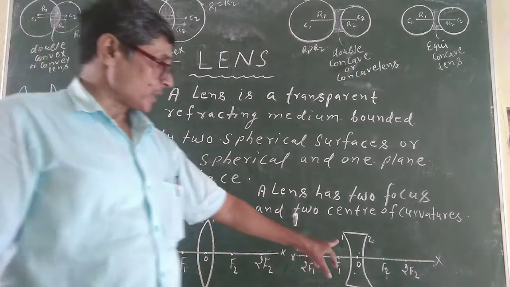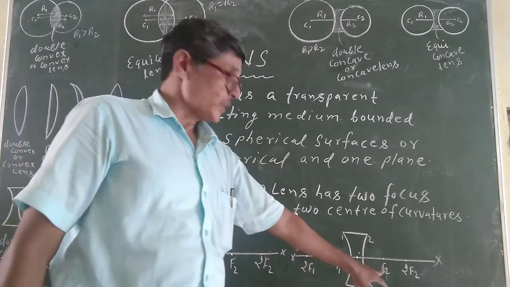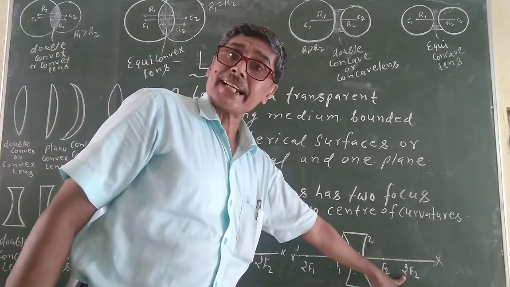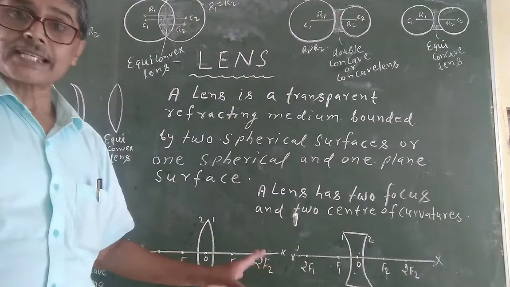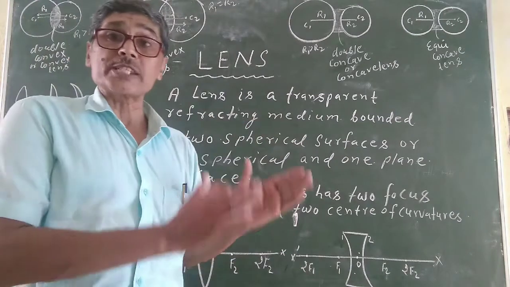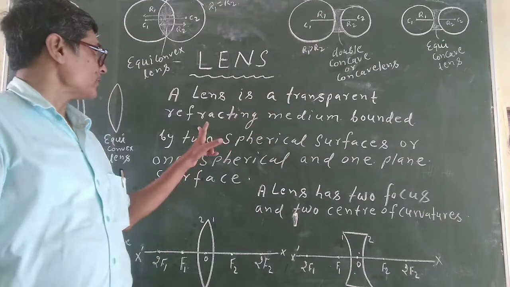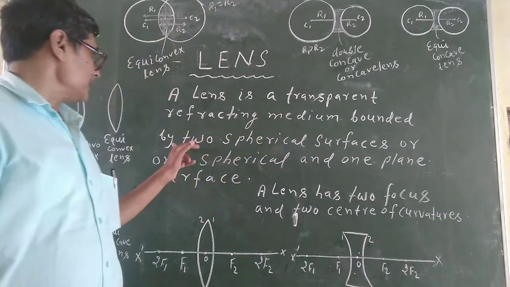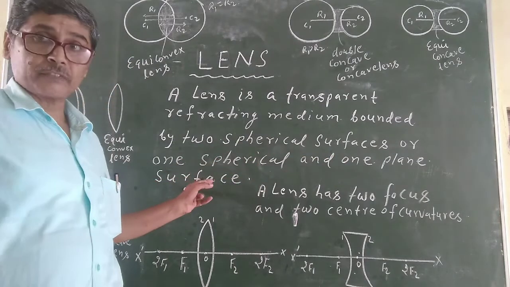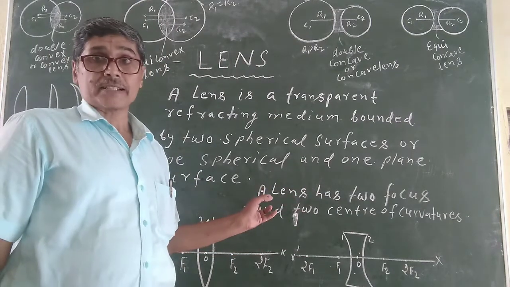In the case of the concave lens, f1 is the first focus and f2 is the second focus. 2f1 is the first center of curvature, 2f2 is the second center of curvature. So a lens has two spherical surfaces due to which it has two focus and two centers of curvature. So we can say that a lens is a transparent refracting medium bounded by two spherical surfaces or one spherical and one plane surface, and a lens has two focus and two centers of curvature.